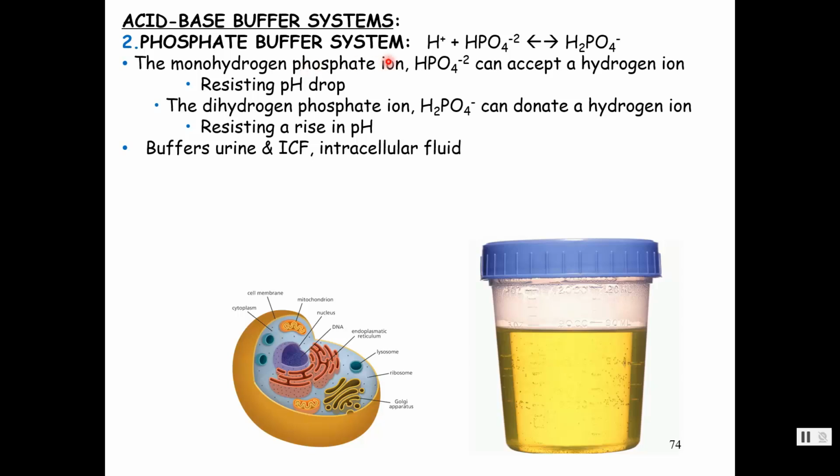The phosphate buffer system, so hydrogen ion, monohydrogenated phosphate, so HPO4, dihydrogenated phosphate, so H2PO4. This monohydrogen phosphate ion can accept a hydrogen ion, resisting a drop in pH, and then this dihydrogen phosphate ion can then donate a hydrogen ion. So that's just where you get that weak acid-base pair. So this is a buffer. It is important in urine, which we just saw on that video, and in the intracellular fluid.